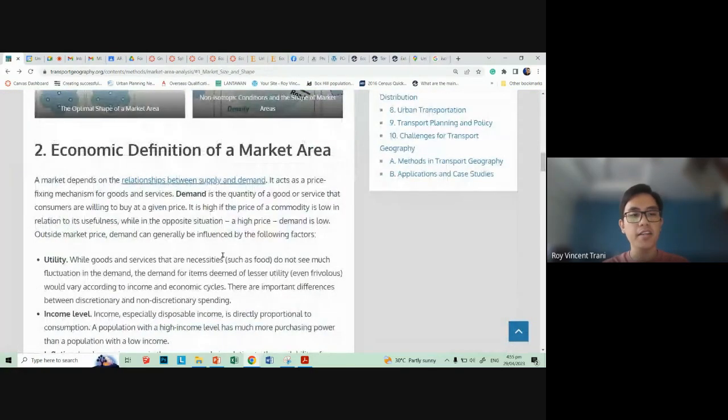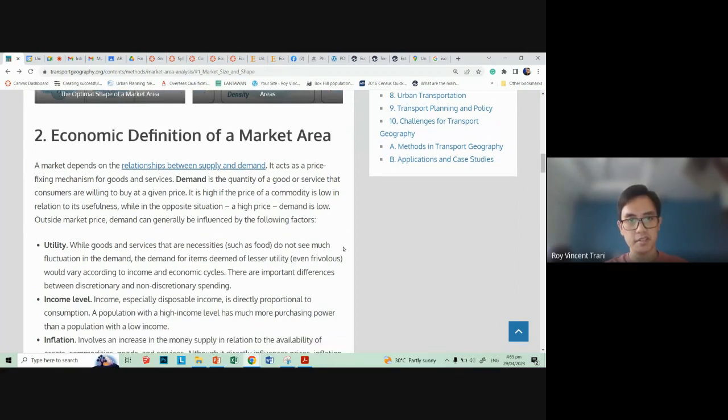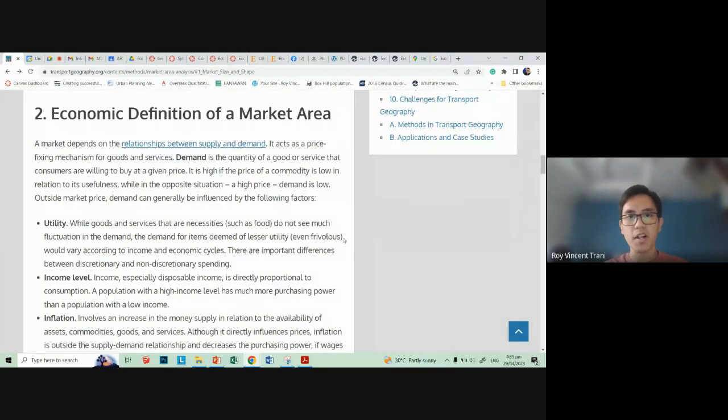So just another, more specific definition of a market area. A market depends on the relationship between supply and demand. It acts as a price fixing mechanism for goods and services. And as we all know, demand is the quantity of a good or service that consumers are willing to buy at a given price. So it is high if the price of the commodity is low in relation to its usefulness, while in the opposite situation, a high price means demand is low. Outside market price, demand can generally be fueled by the following factors.